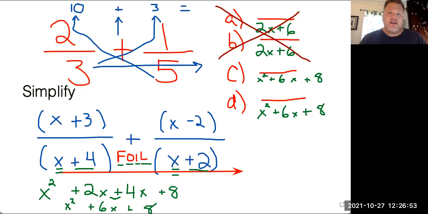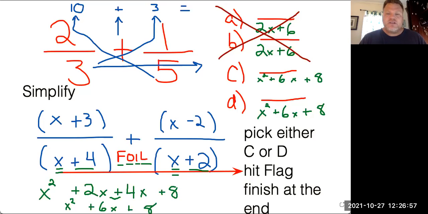What do we do during the test then? What's the best test strategy? Figure out that either C or D is right, hit the flag button. You got to choose one. Choose C or D, one or the other. Go with God, take a pick. It's 50-50, it's a coin flip. But when you hit the flag button, you get to come back to this question at the end.